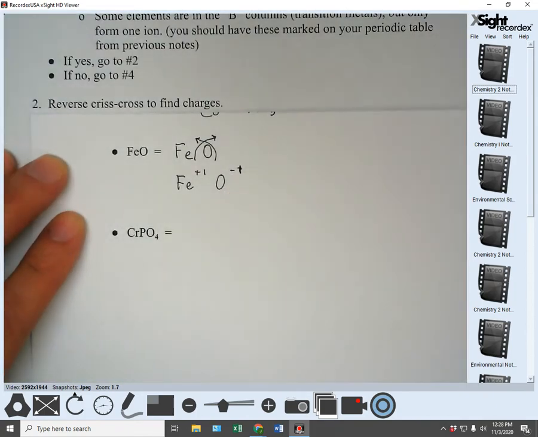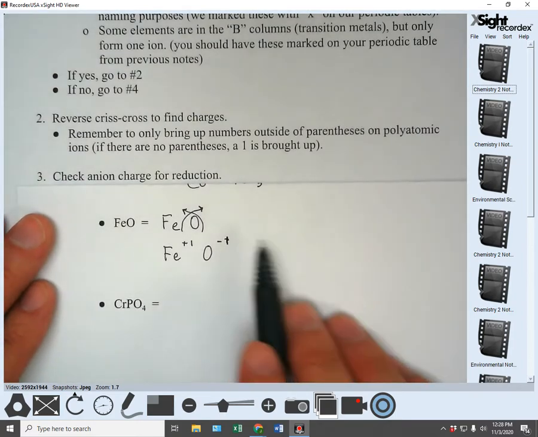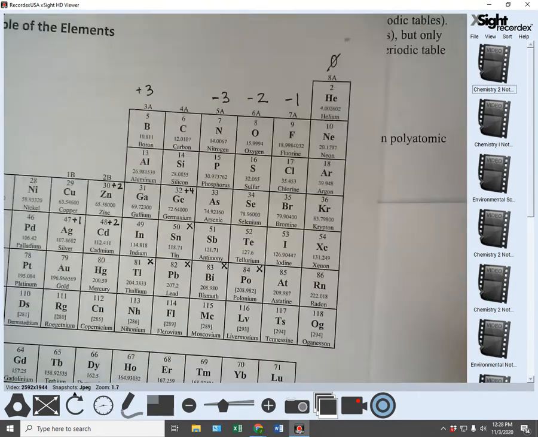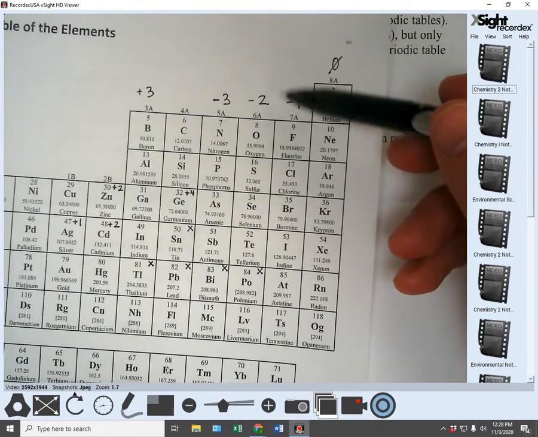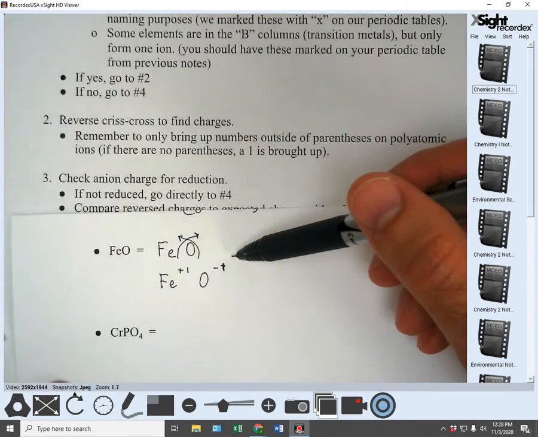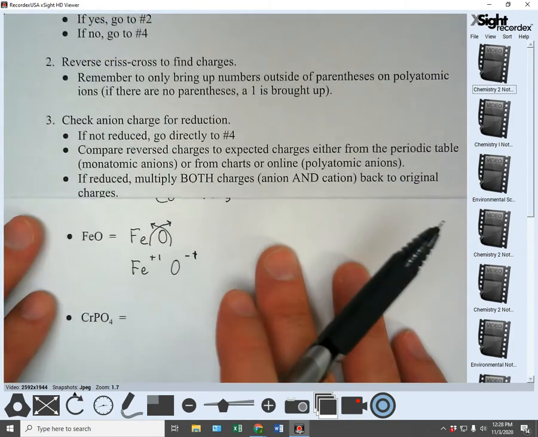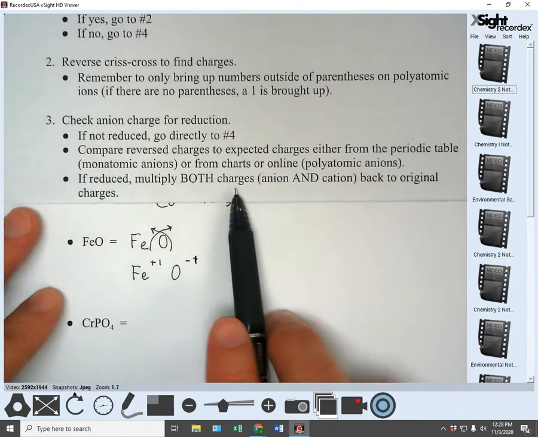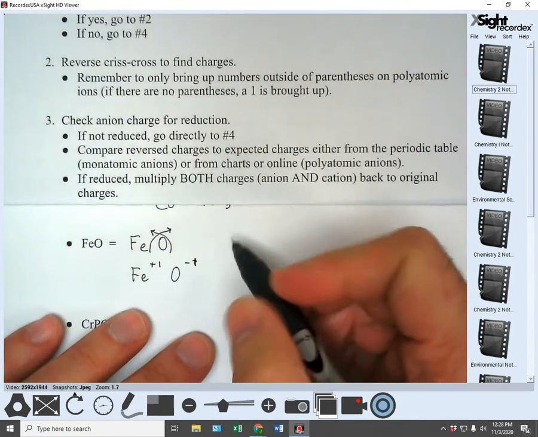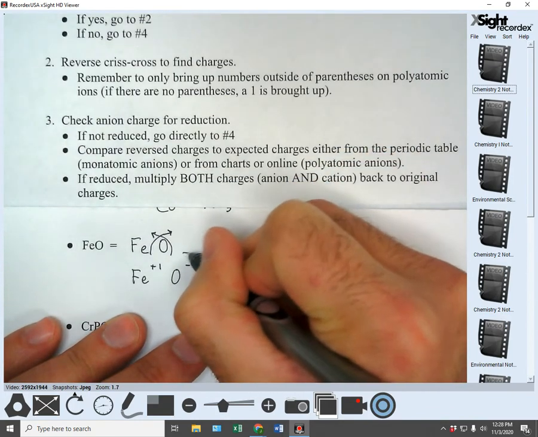Okay, now check the anion charge for reduction. So I've got O as a negative 1. Okay, so I look at my periodic table. O, according to my periodic table, O should be a negative 2. That doesn't match what we have. So that means it was reduced. If it was reduced, multiply both charges, the anion and the cation, back to the original charges. So, in other words, O is supposed to be originally a negative 2.